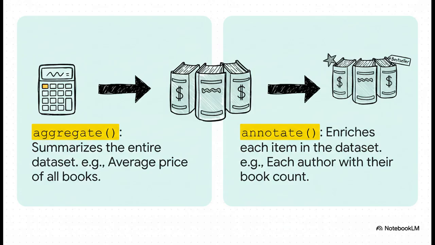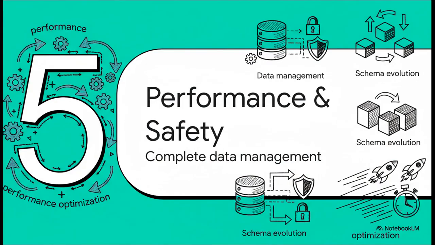Lastly, for advanced queries, let's talk about summarizing data. You've got two main tools: aggregate and annotate. The easiest way to think about it is this. Aggregate gives you one final number for the entire set, like the average price of all your books. Annotate, on the other hand, adds a new piece of calculated info to every single item in the set, like giving each author a count of how many books they've written. Aggregate summarizes, annotate enriches.